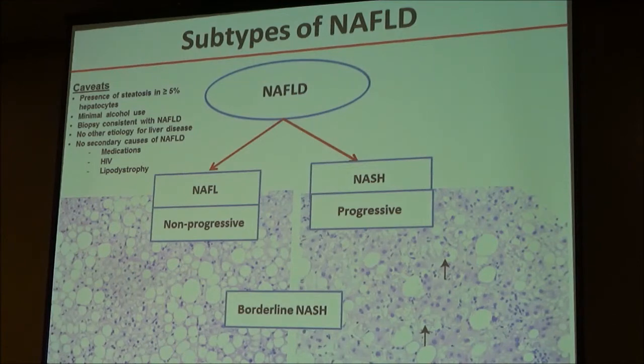Now, there's somewhere in the middle where you can have borderline NASH, where you have some fat in the liver, but you don't have the feature of ballooning of the hepatocytes. And that's where you want to really try to intervene with patients, too, with lifestyle interventions. But can this be a dynamic process? Can you go from NAFL to NASH or NASH to NAFL? Yes.